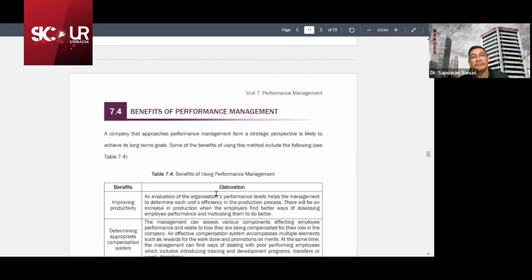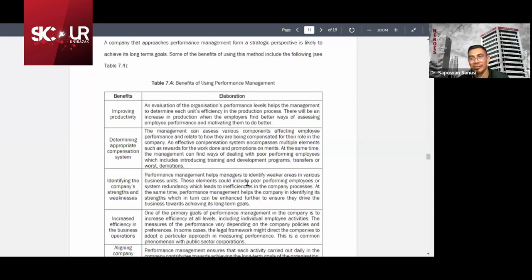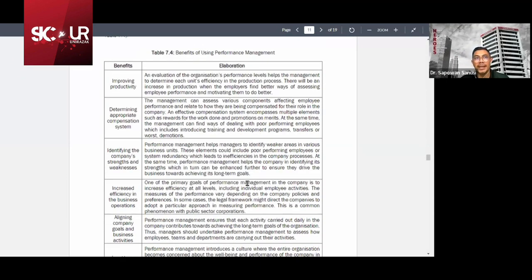Okay. Benefit of performance management. This is what I like. If you plan their development, plan their appraisal, do 3, 4 or 5 month checking, what will it improve? Productivity in the first set.